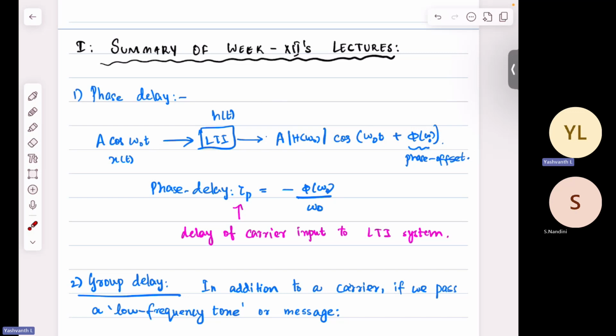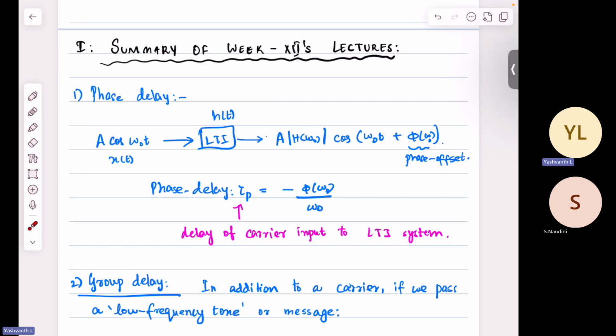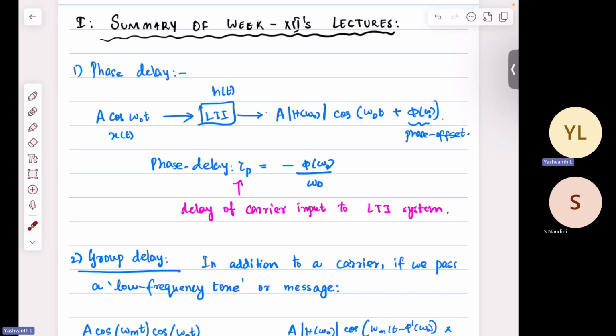This is a homework. You can always show that this is true for an LTI system. You just express cos omega naught t, by Euler's relation, as a complex exponential and use the eigenfunction property of the complex exponential for an LTI system. Now what is phase delay? Phase delay is defined as the negative of the phase offset divided by omega naught, that is the frequency. This basically represents the delay of the carrier input to an LTI system.